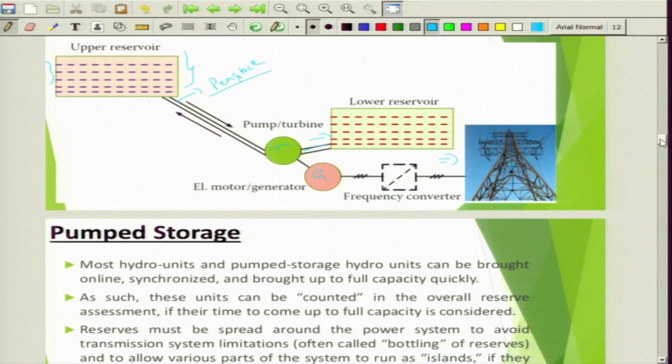So just a small thing. During the generator operation, the water flows like this, and during the motoring or storing operation, the water would flow in the reverse direction. The water would flow from the lower reservoir to the upper reservoir during the motoring operation, and from the upper reservoir to the lower reservoir during the generator operation.